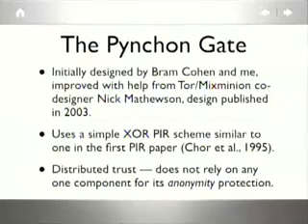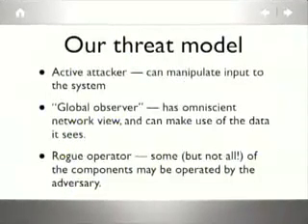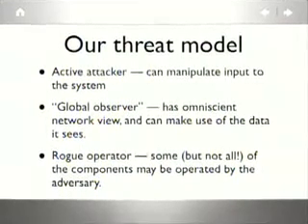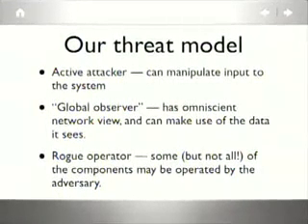It uses a simple XOR PIR scheme that's an information theoretic PIR scheme, and it's distributed trust, as I said. Now, that doesn't mean that a single server can't bring down the system, make it unusable. It simply means that anonymity can't be compromised by a single system, or a single server. So our threat model here is we have an active attacker. And if you want more details about what kind of threat models are out there and what these terms mean, I refer you to the talk that Roger and I gave at Black Hat 2003. But our attacker is an active one.